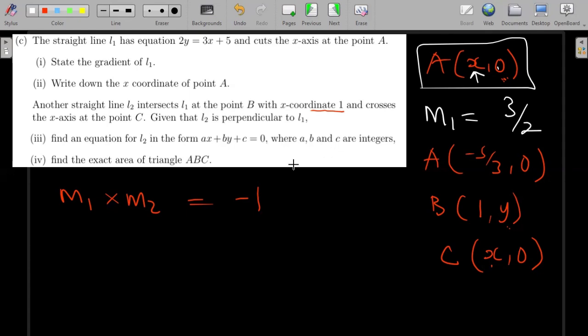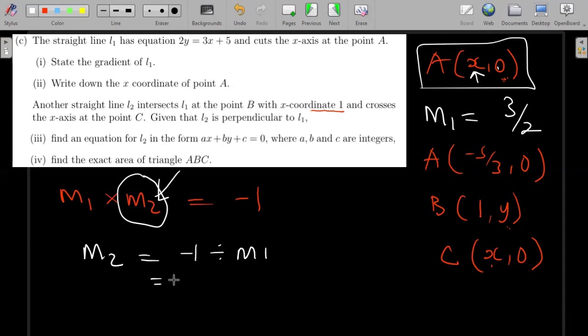Okay, so how are we going to find that equation? We first have to find the gradient of line 2, this M2. The gradient of M1, we found it was 3 over 2.